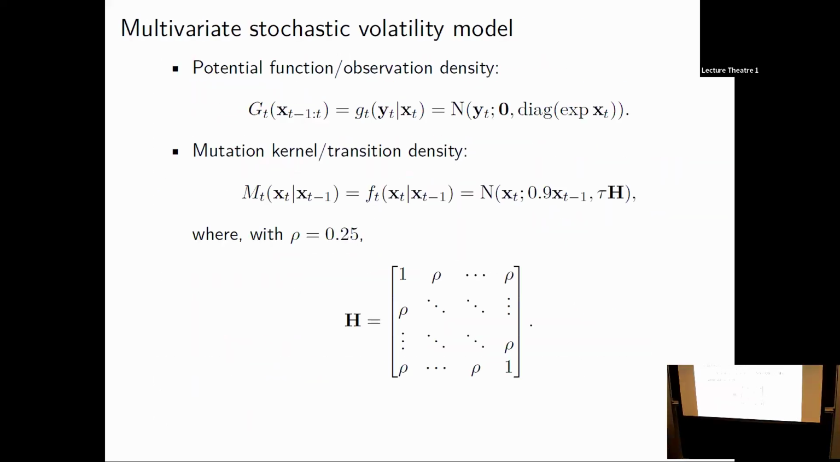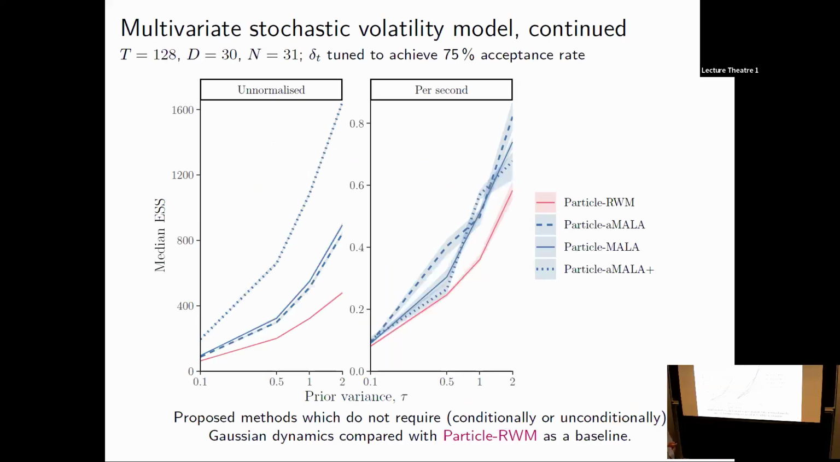Numerical illustration, just very quickly. I just want to show you some results for a multivariate stochastic volatility model. In this case, we have a parameter tau, which again relates to the prior variance, so that controls the informativeness of my prior. Firstly, I'm going to show you the results for those methods which do not make any assumptions about the prior.